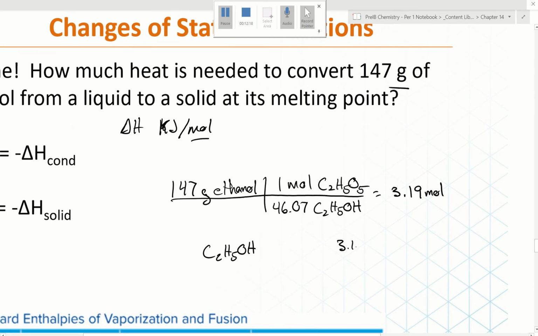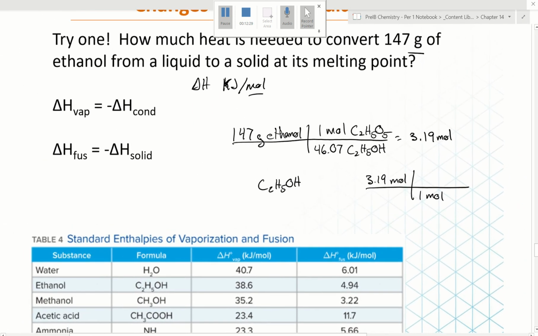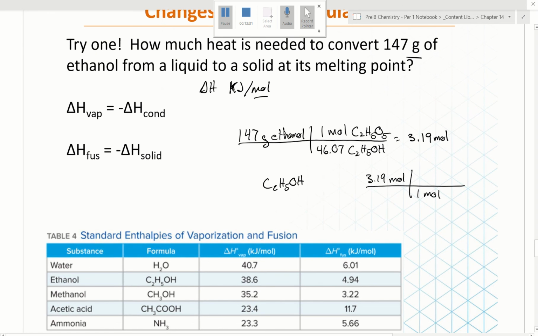So if I have 3.19 moles of ethanol, for every 1 mole of ethanol I have, I'm going to use my table here, so I'm going from a liquid to a solid. So the heat of fusion of ethanol is 4.94. So for every 4.94 kilojoules, that's how much it takes for solid to liquid. But this is going from a liquid to a solid, so we need to make that negative.